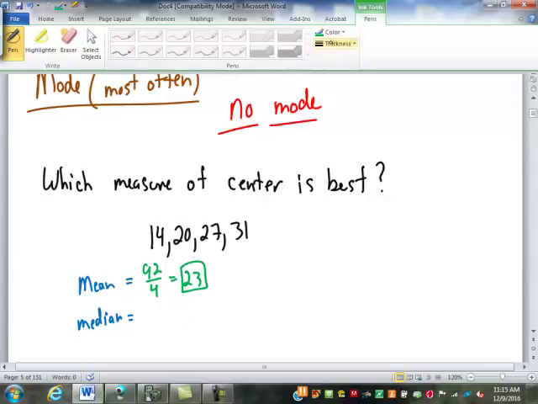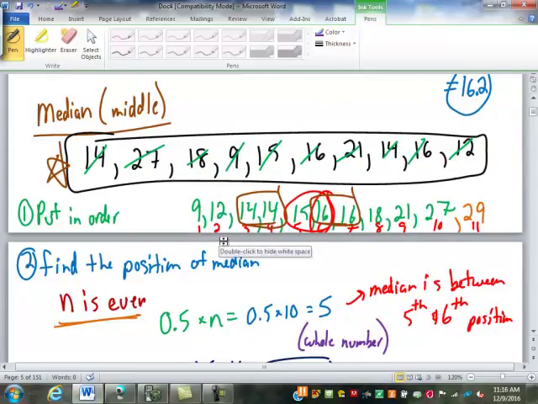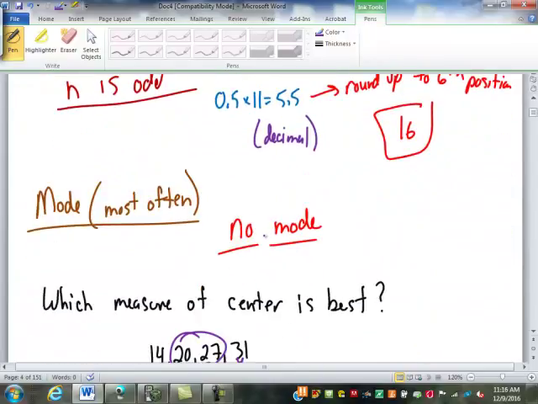The median, well, 1, 2, 3, 4. 0.5 times 4 is 2, so it's between the second and third. Also, in a small data set like this, by the way, you can see where the middle is. I could have just started crossing off the ends, and see, oh, I end up with 2 numbers in the middle. For bigger data sets, it's not as easy.